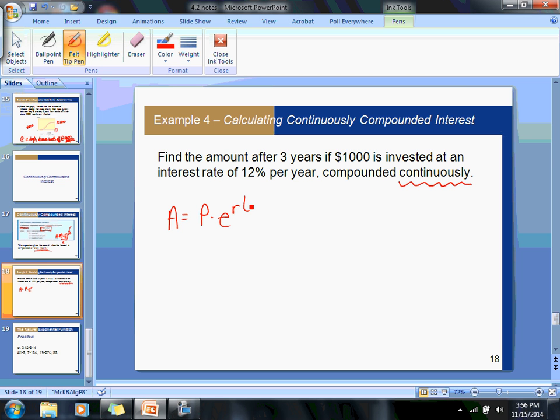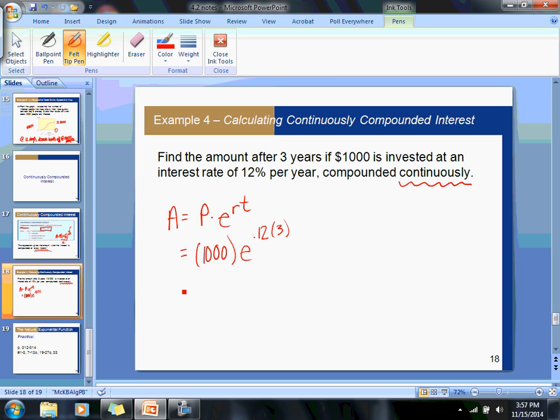Now I remember this equation because it spells PERT, P-E-R-T, and that's a type of shampoo, Pert Plus. I don't even know if they make it or sell it anymore, but that's how I remember it. It's a good way to remember the order you're going in. So we have our $1,000 for our principal. e is going to stay e. Our rate, we have to make it into a decimal, so 0.12, and our time is going to be 3.